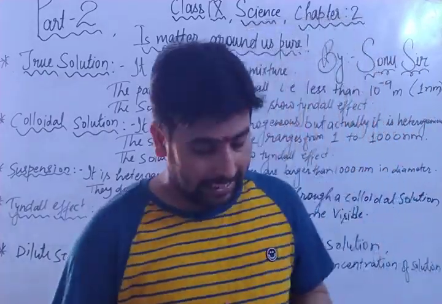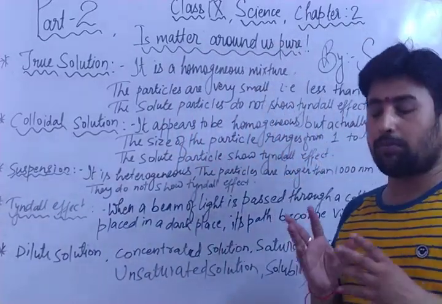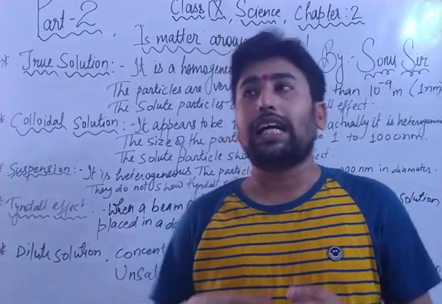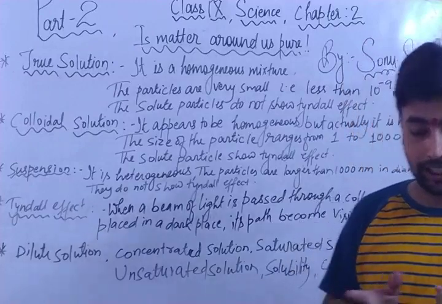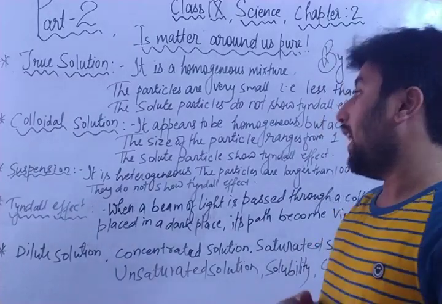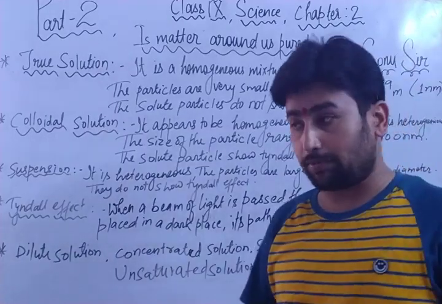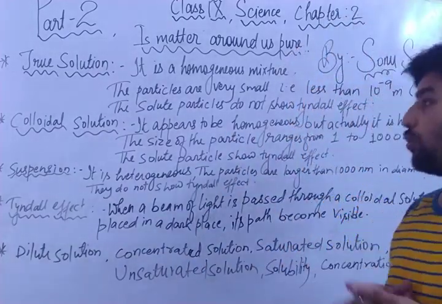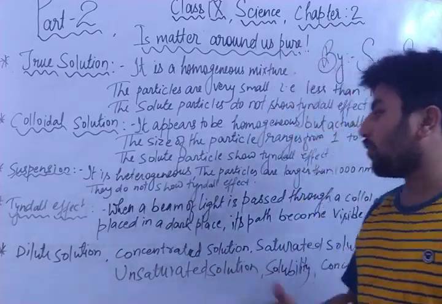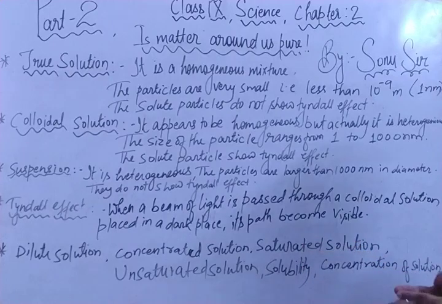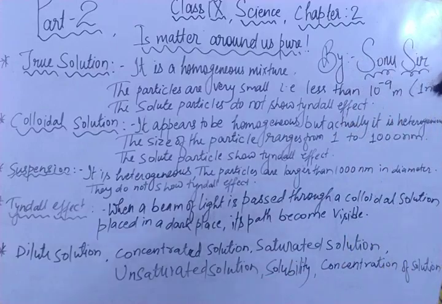In the first part I had explained to you the classification of matter, and after that I explained the pure substances, mixtures and the types of mixture, homogeneous and heterogeneous mixture. In the homogeneous I had given you the example of true solution, and in the heterogeneous I had given you the example of colloidal solution and suspension. Today we are going to discuss what is true solution, what is colloidal solution, what is suspension, what is Tyndall effect, what is dilute solution, concentrated solution, saturated solution, unsaturated solution, solubility and the concentration of solution.